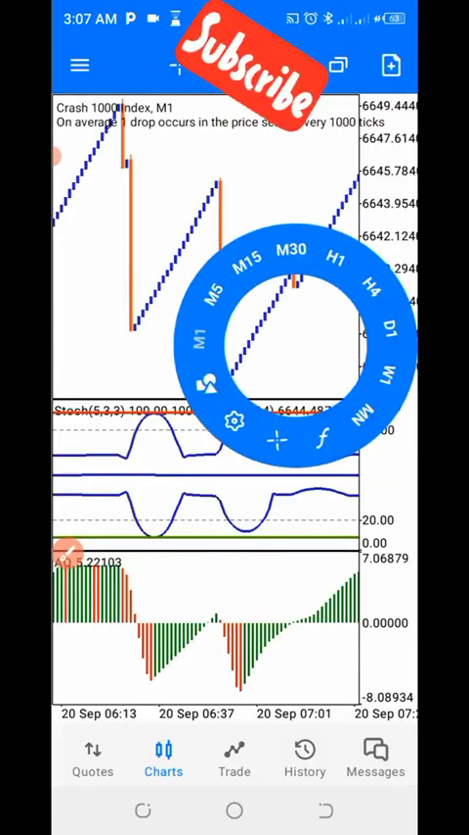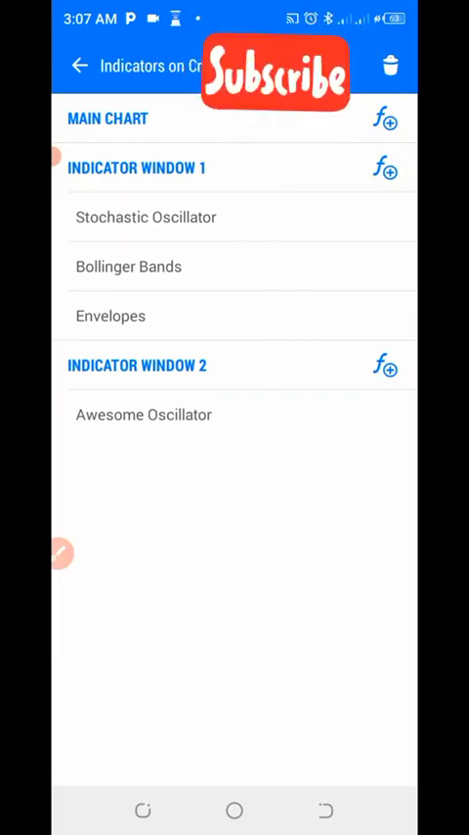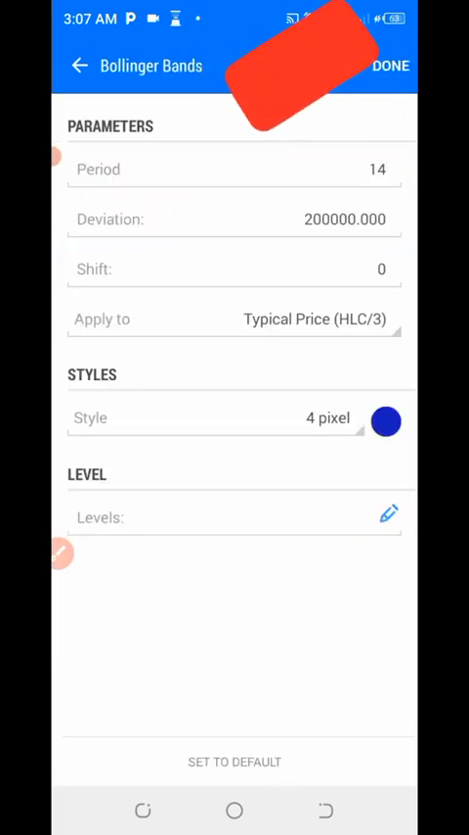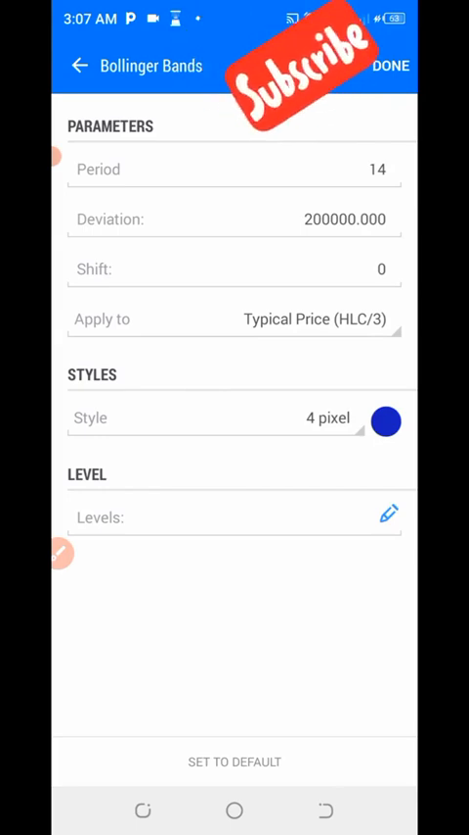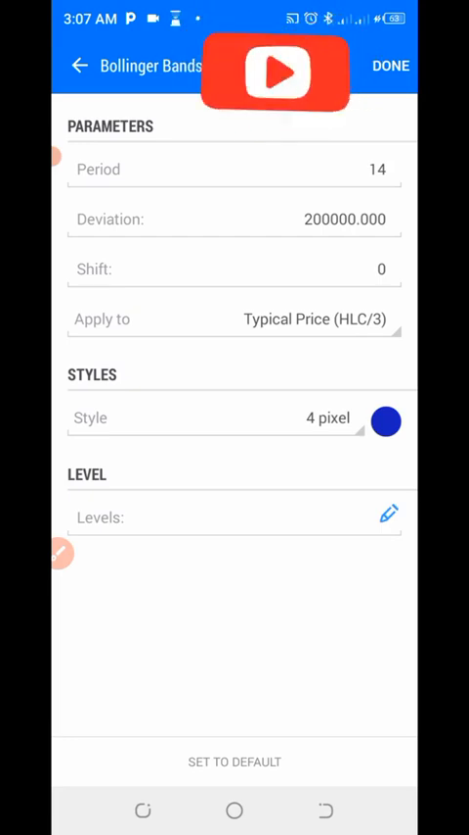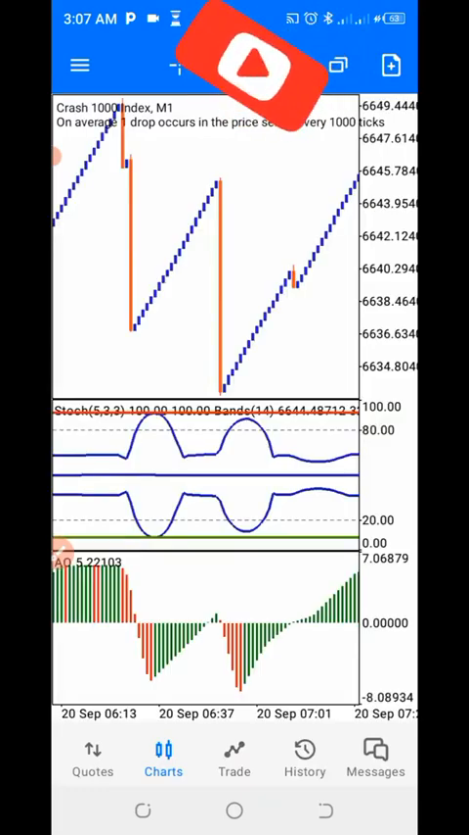The second indicator we are going to be using, you click on that F plus again, is our Bollinger Band. The period is 14, the deviation is 2, shift is 0, apply to typical price, that is high, low and close divided by 3. Then the style is 4 pixels, the color is blue. Once you are done, you click on done, guys.